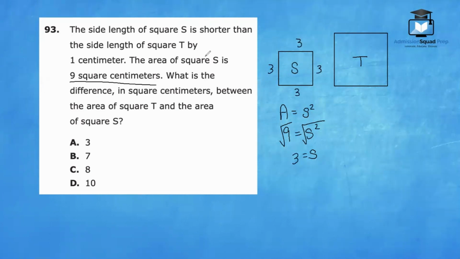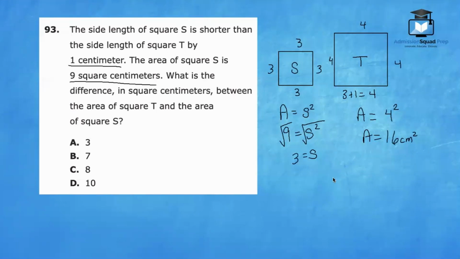The problem also states that the side length of square S is shorter than the side length of square T by 1 centimeter. That means the side length of square T is going to be 1 more than the side length of square S. So we have 3 plus 1 equals 4. So each side of square T is 4 centimeters. Therefore, the area of square T is 4 to the second power, which is 16 centimeters squared.